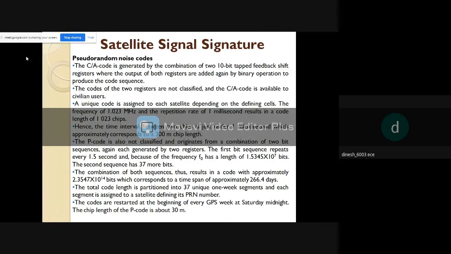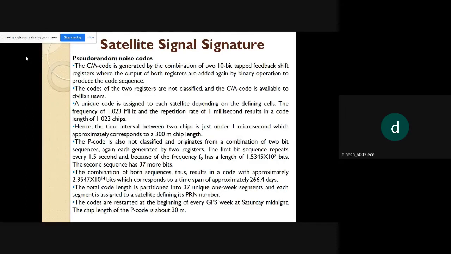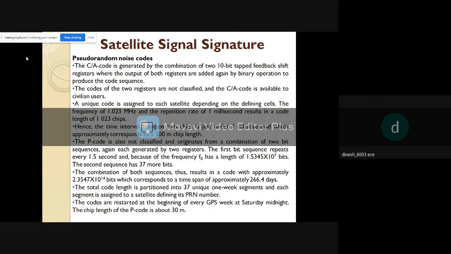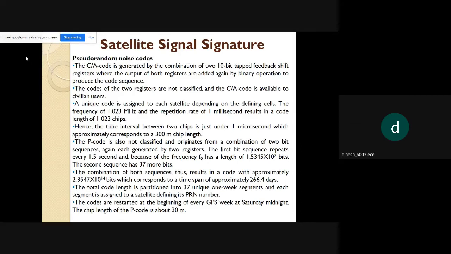The coarse acquisition codes are generated by the combination of two 10-bit tapped feedback shift registers, with the outputs of both registers added by binary operation to produce a code sequence. These codes are not classified since they are used for civilian users. We were speaking about the C/A code, which is not classified since it is used for civilian users.